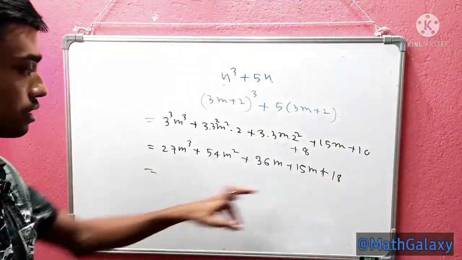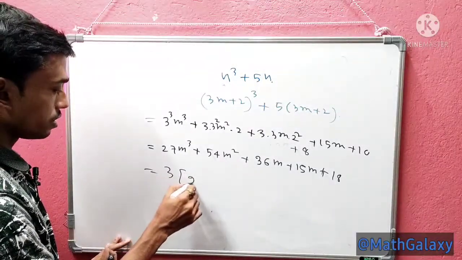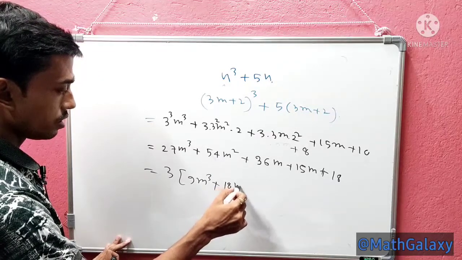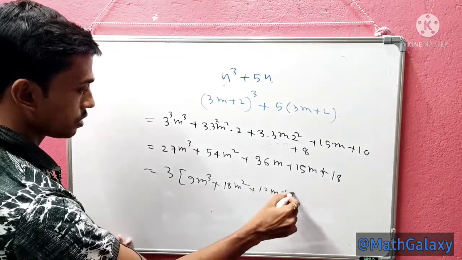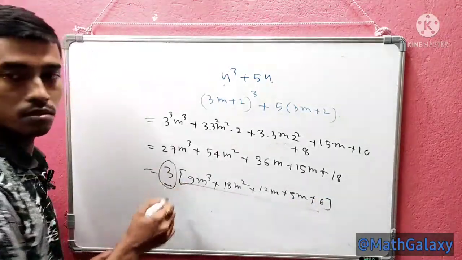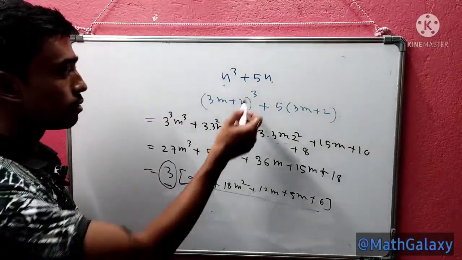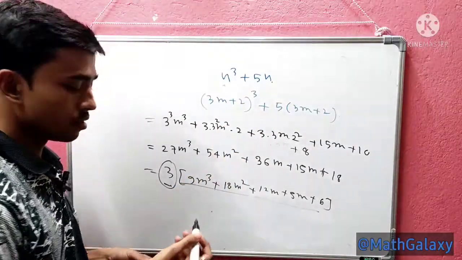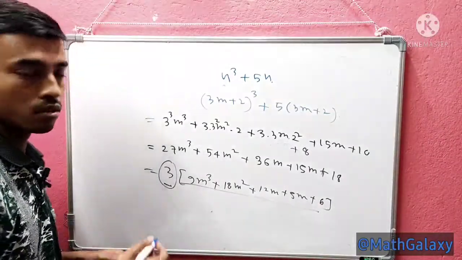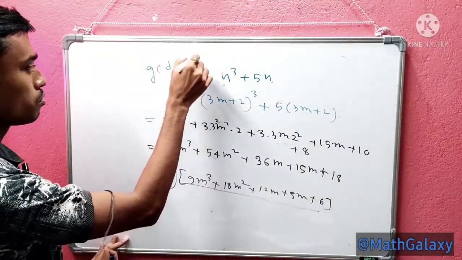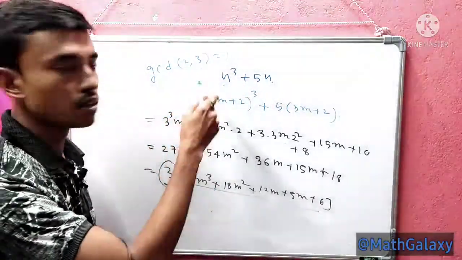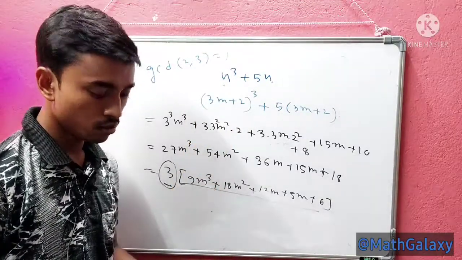And from here you can just take 3 common. So if you take 3 common, then it is 9m cube plus 18m square plus 17m plus 6. So this is an integer times 3, and this is divisible by 3 because we can take 3 common. So anyway, this number is always divisible by 3. The trick here is the divisibility rule: the GCD of 2 and 3 is 1, this number is divisible by 2 as I said earlier, and this number is divisible by 3. So this number is divisible by 6. This is how simple it is.